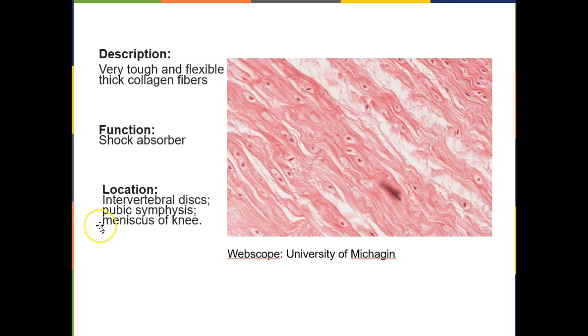And then also you have a pad of fibrocartilage in your knee called the meniscus, which is there as a shock absorber. Additionally, it helps stabilize that joint, but primarily we're going to think of it as a shock absorber. So know those three cartilages, their basic description, and where you find them in the body.